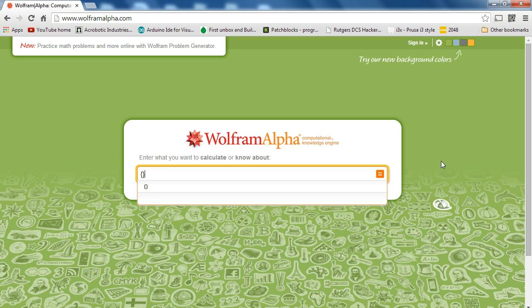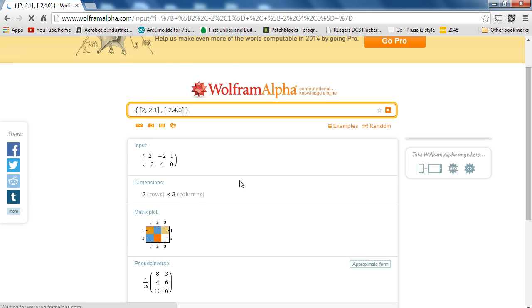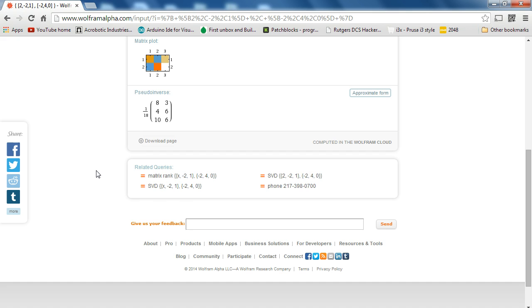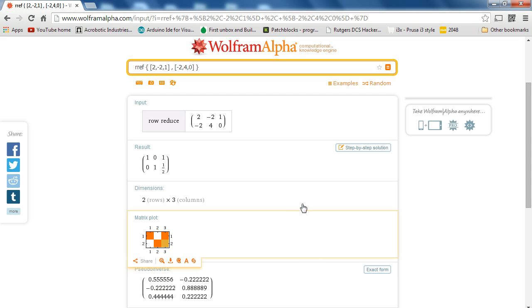So to plug it in, I'm going to use curly brackets, and Wolfram Alpha understands this row-wise, not column-wise. So you fill in a row, and then you move on to the next row. So this row is 2, negative 2, and then the constant 1. And then in this row, it's negative 2, 4, 0. And it should interpret that as a matrix, which it does. And actually, if I ask for REF of that, row reduce, we get this.